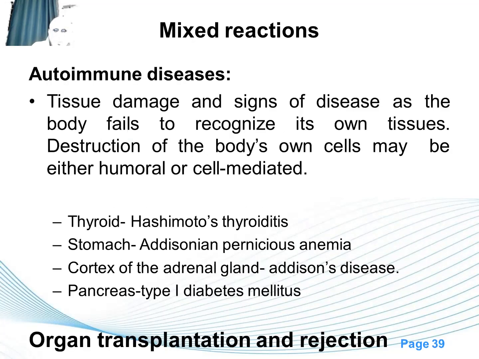In mixed reaction autoimmune diseases, tissue damage and signs of disease occur as the body fails to recognize its own tissues. Destruction of the body's own cells may be either humoral or cell mediated. For example, in mixed reactions, it is found in the thyroid as Hashimoto's thyroiditis, or in the stomach as Addisonian pernicious anemia, or in the cortex of the adrenal gland as Addison's disease, and in the pancreas as type 1 diabetes.